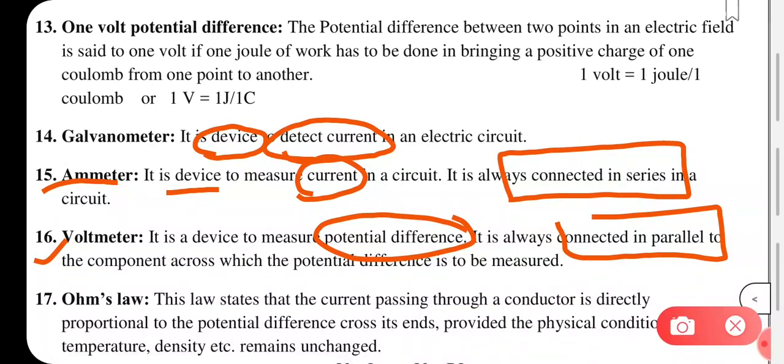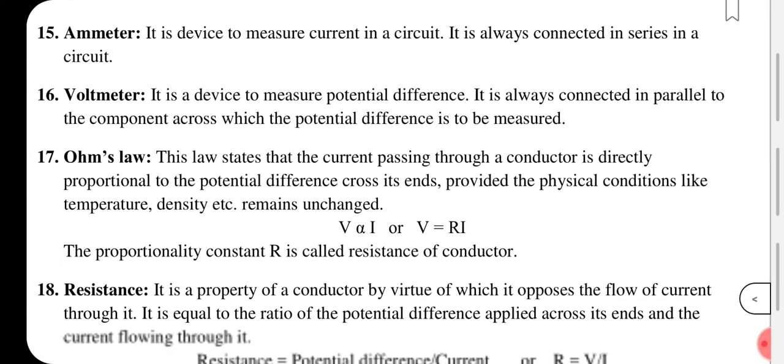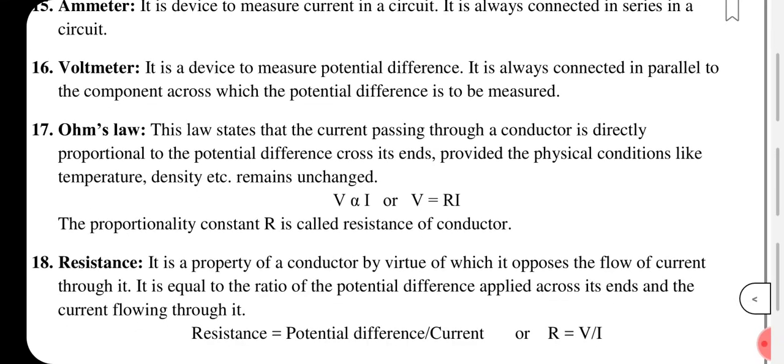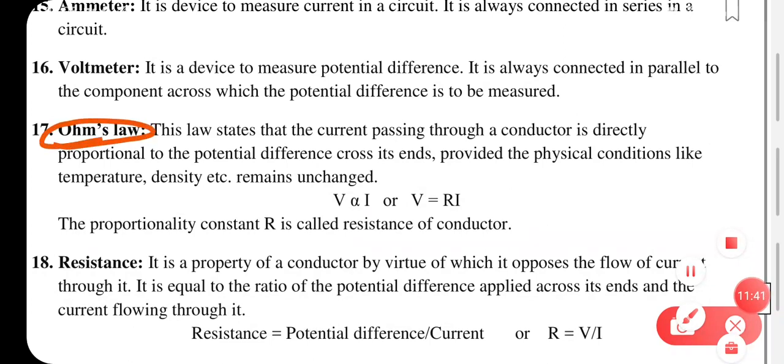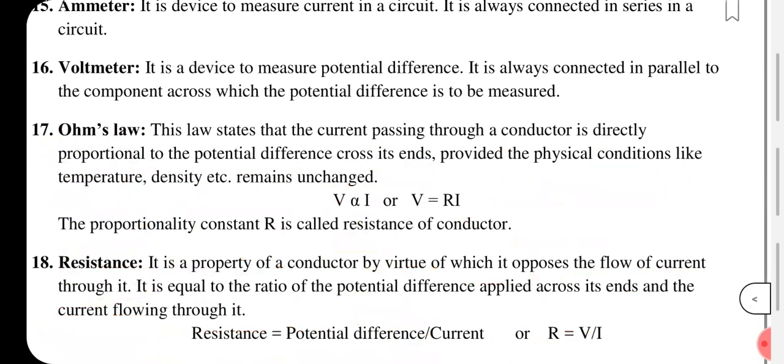Now moving on to the next point, that is Ohm's law. What is Ohm's law? This law states that the current passing through a conductor is directly proportional to the potential difference across its ends, provided the physical conditions like temperature and density remain unchanged.